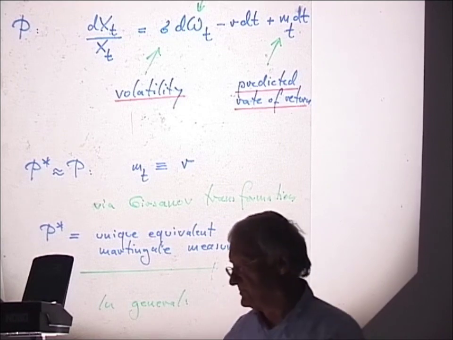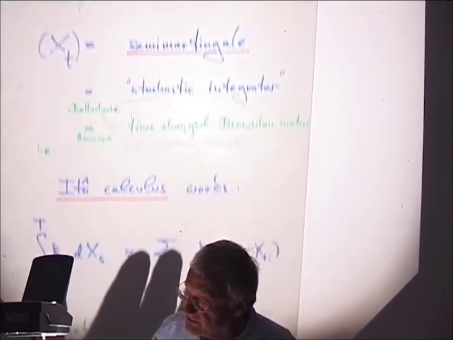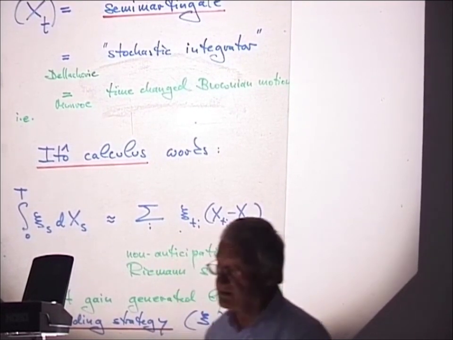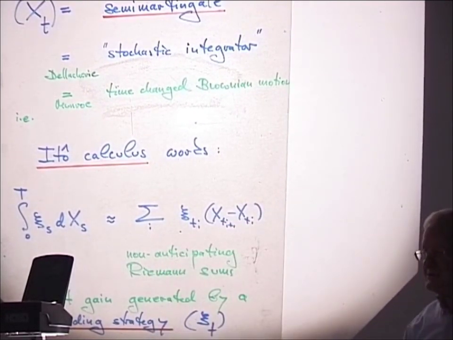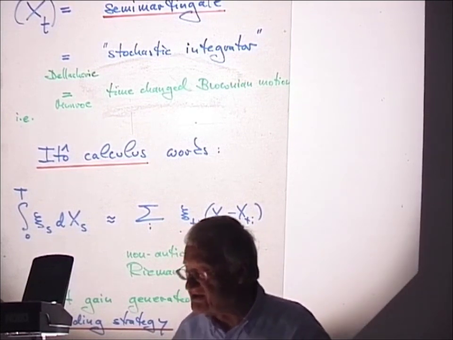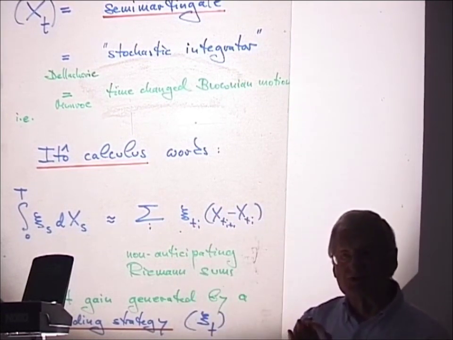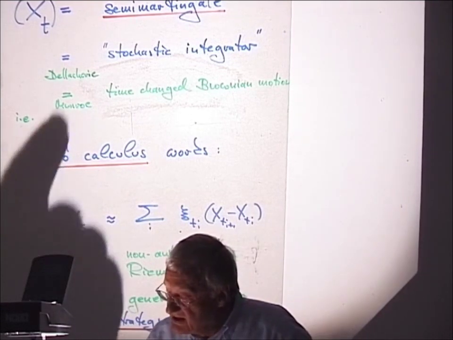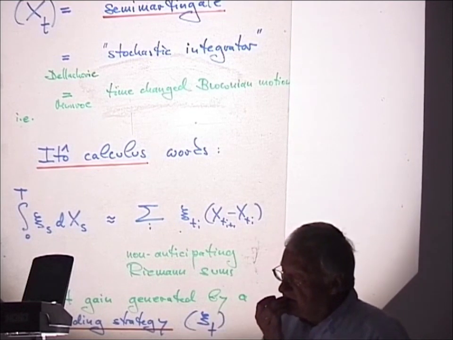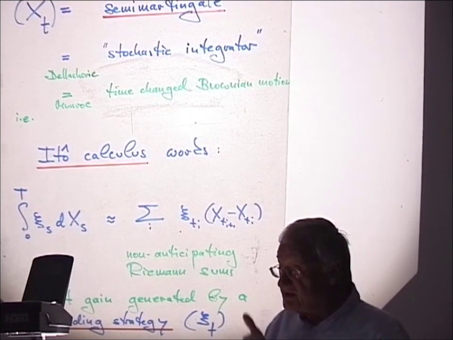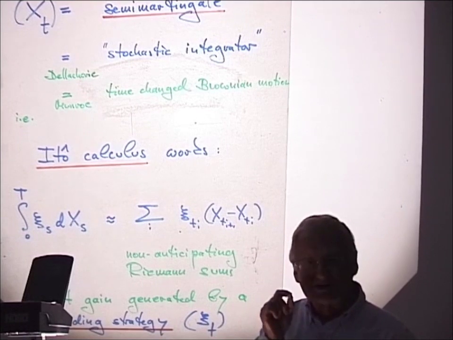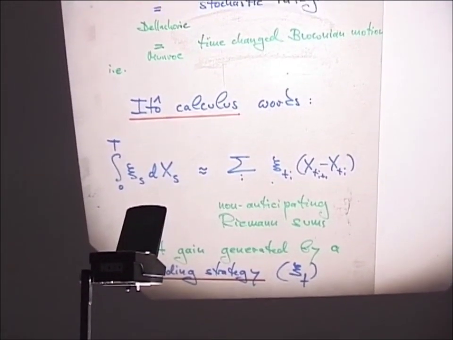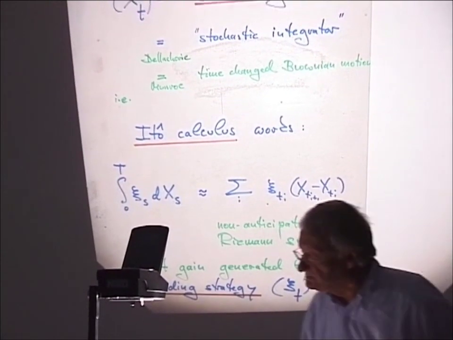In general, the fact that we have an equivalent martingale measure has the following consequences. It still explains that the paths are crazy, because that's a path property which remains the same if you don't change the null sets. Then by a basic theorem of Dellacherie, such a semi-martingale is a stochastic integrator. Even though the paths are crazy and not of bounded variation, so you can't do normal integration on these paths, you can do stochastic integration.